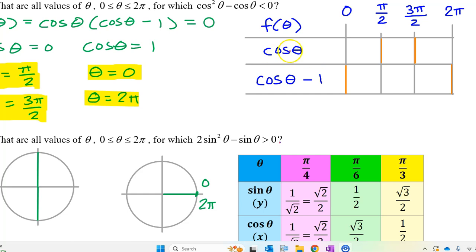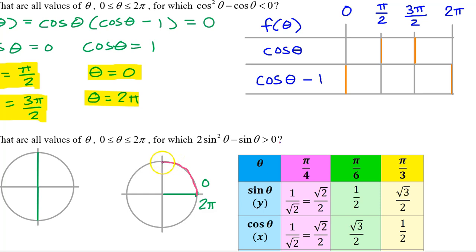Now let's decide whether cosine theta is positive or negative in each interval. What about the interval from 0 to pi over 2? That's from here to here. Well, cosine is the x value on the unit circle, and in this interval, the x values are positive. We are to the right of the y-axis. So cosine will be positive in this interval. Let's go ahead and look at the last interval between 3 pi over 2 and 2 pi. That will be from here to here. The x values are also positive in this interval, still to the right.